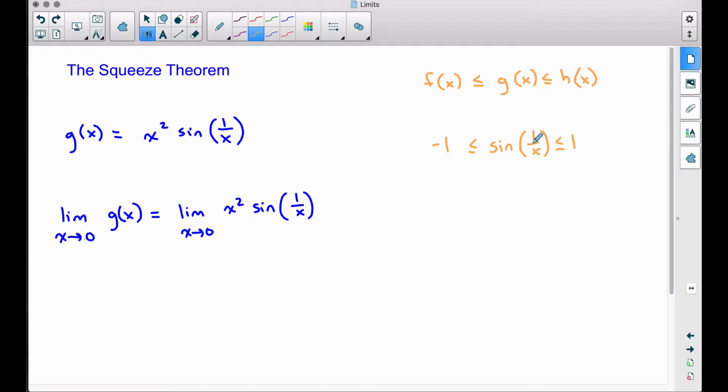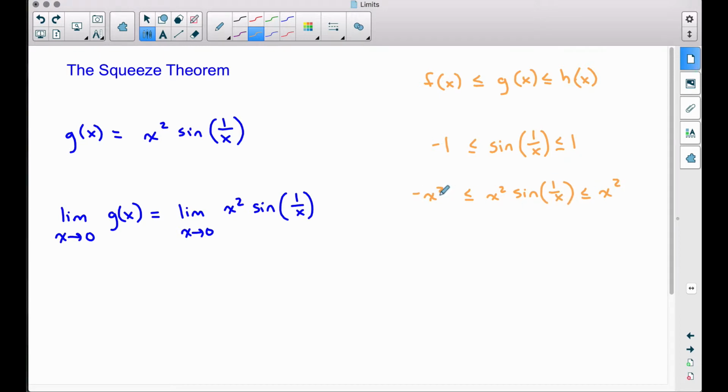However, sine of 1 over x is not really what we're after. Our g of x is x squared times the sine of 1 over x. So let's multiply all three of these pieces by x squared. So multiplying this by x squared, we have negative x squared is less than or equal to x squared sine of 1 over x, and that's going to be less than or equal to positive x squared. I multiplied all three of these pieces by x squared, and this inequality here still remains true.